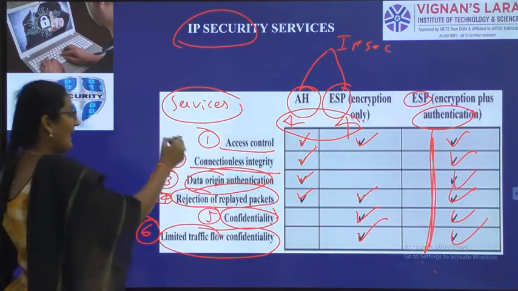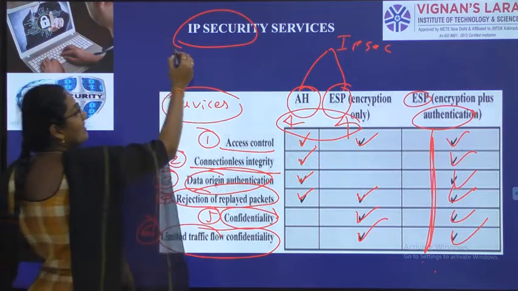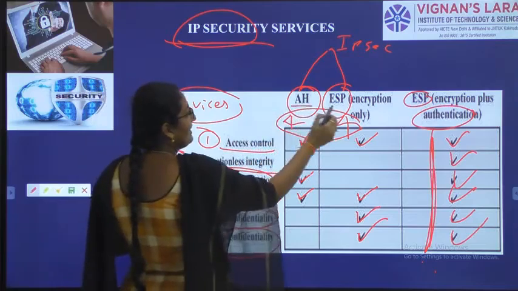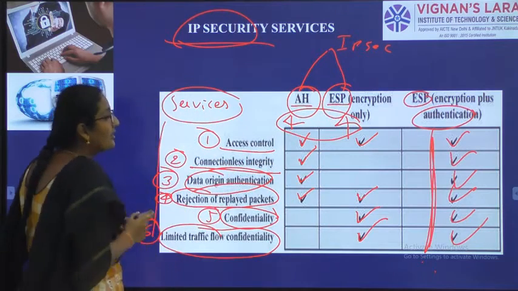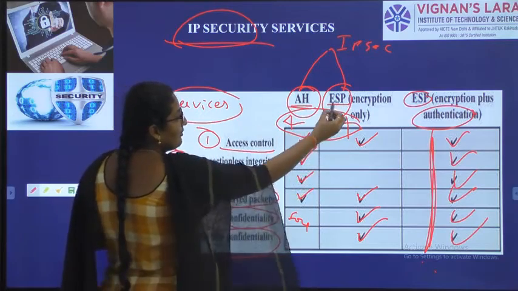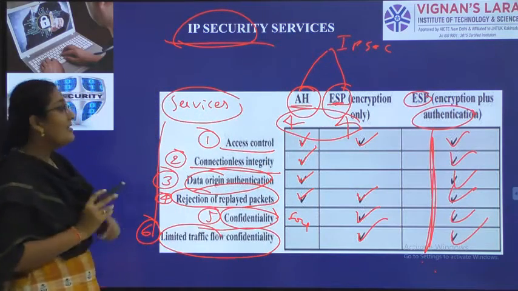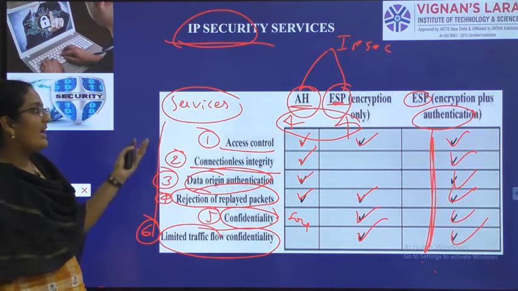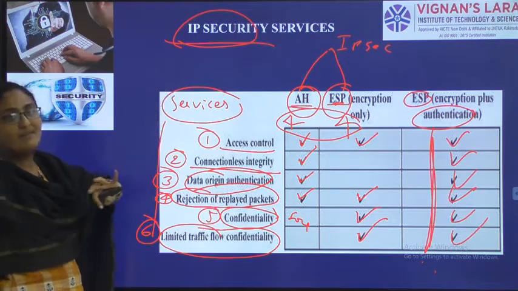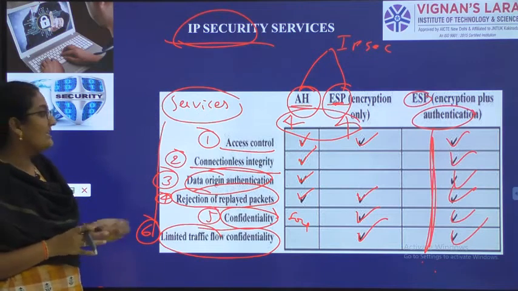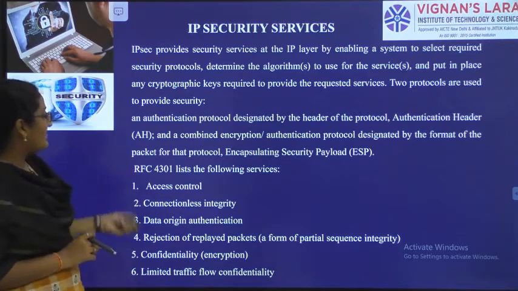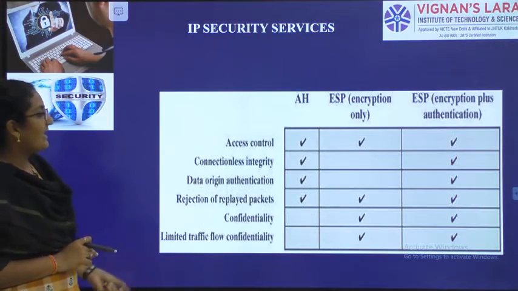So, we have some services. These services are provided by IP security. It can provide these services with the help of authentication header and encapsulating security payload. Only 4 services are provided by authentication header, and 4 services are provided by encapsulating security payload. So, to get all the services, we are integrating encapsulating security payload and authentication header in IPsec so that we can get all the 6 services. So these are the services provided by the elements.